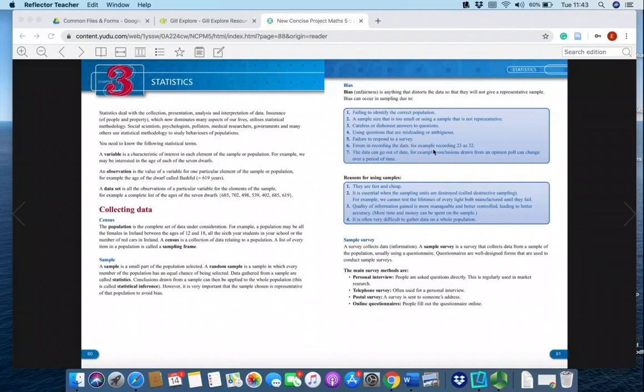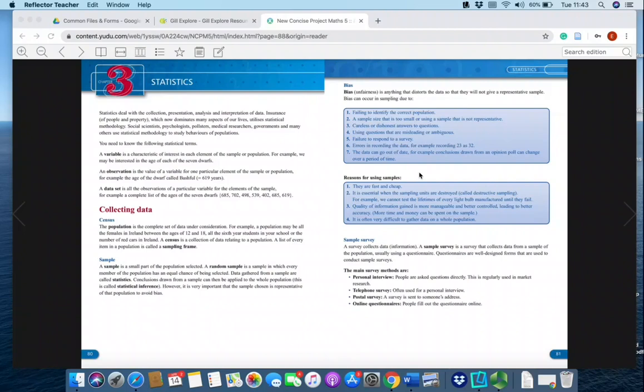6. Errors in recording the data, for example, recording 23 as 32, that's if you were writing down the answers to a survey or somebody did a typo. 7. The data can go out of date. Okay, so that's how you end up with bias in your data, and sometimes you didn't even mean it to happen.